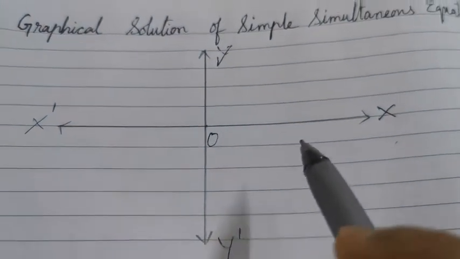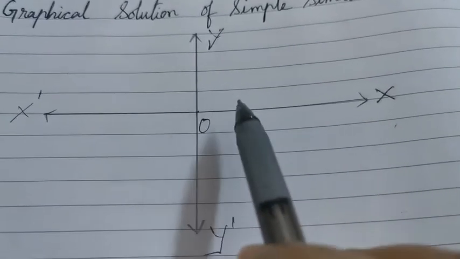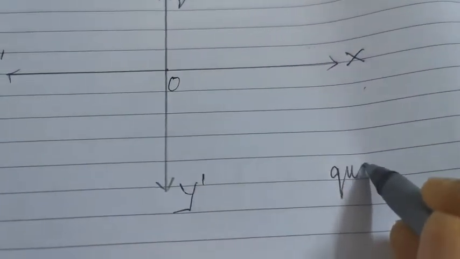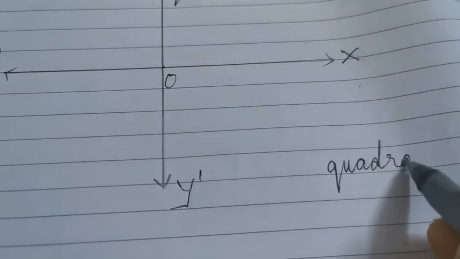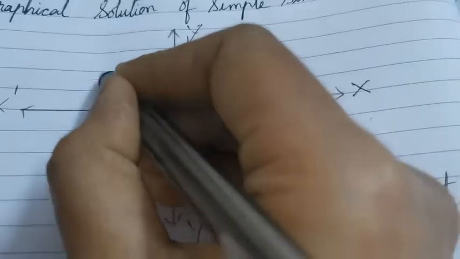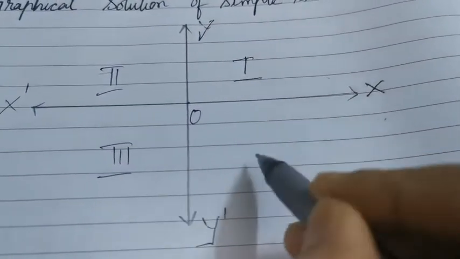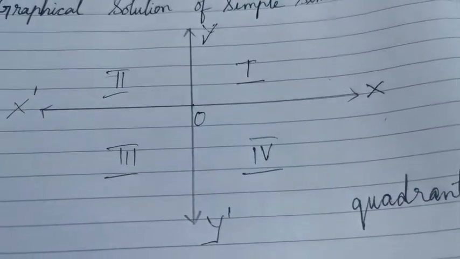Now these two lines have divided the graph sheet into 4 parts. Each part is called a quadrant. So we have 4 quadrants here. This is the first quadrant. This is the second. This is the third. And this is the fourth quadrant.